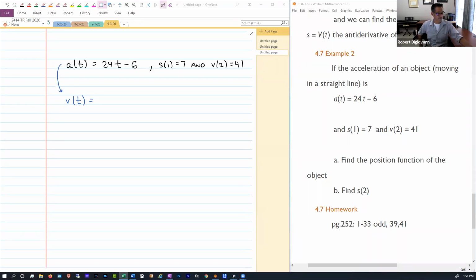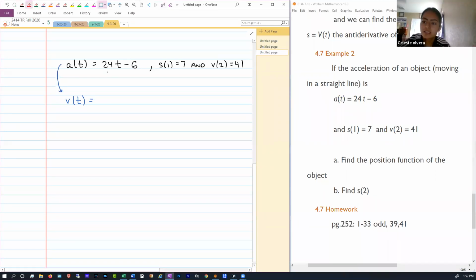antiderivative of that? So of the 24t? 24 is going to come down, right? And then what's the antiderivative of t? So that's t to the first power. So do your little power rule there.